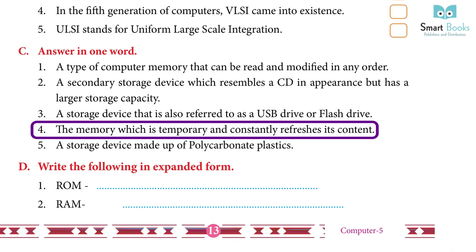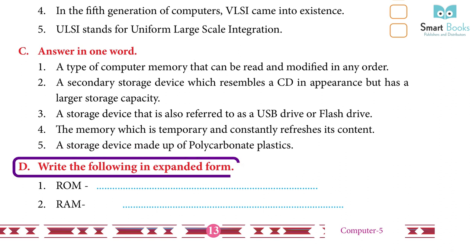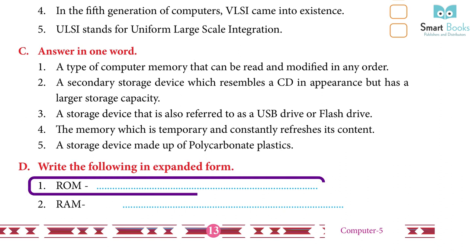4. The memory which is temporary and constantly refreshes its content. Answer: ROM, Read-only memory. 5. A storage device made up of polycarbonate plastics. Answer: CD-ROM, Compact Disc Read-Only Memory. D. Write the following in expanded form. 1. ROM. Answer: Read Only Memory.